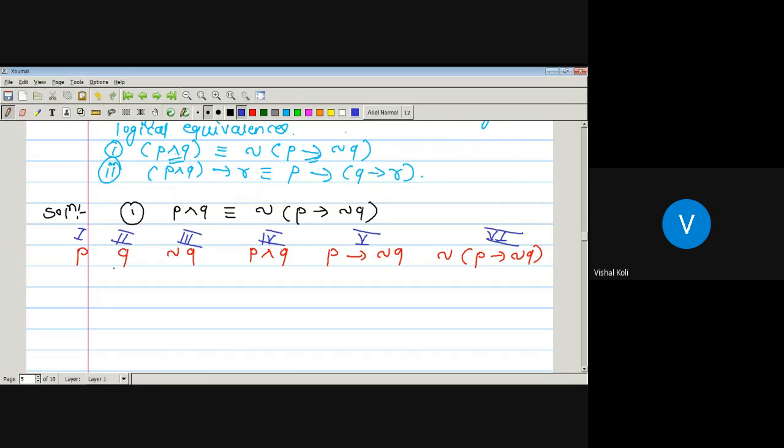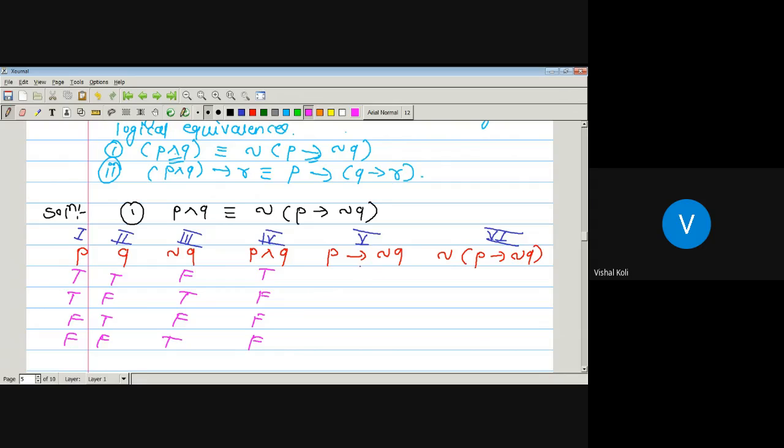Now P, Q: there are four possibilities. True true, true false, false true, false false. Negation of Q: negation of T is F, negation of F is T, F, T. P and Q is true if and only if both P and Q are true. That is, the first one is true and the remaining are all false.